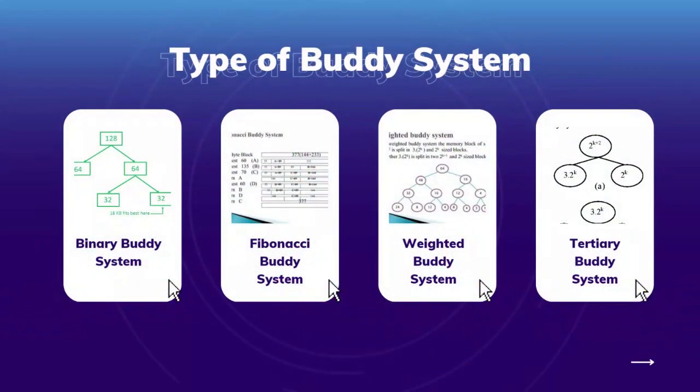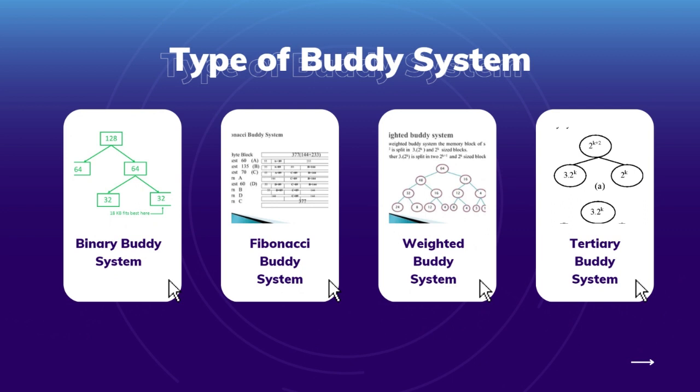So these are the types of buddy system. The first is the binary buddy system. The second is the Fibonacci buddy system, in which blocks are divided into sizes which are Fibonacci numbers. It satisfies the following relation: Xi equals Xi minus 1 plus Xi minus 2. The original procedure for the Fibonacci buddy system was either limited to a small fixed number of block sizes or a time-consuming computation.